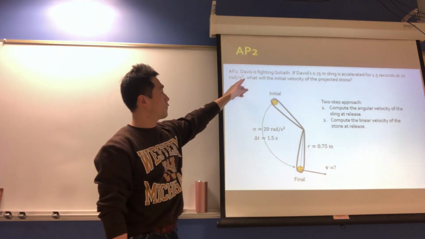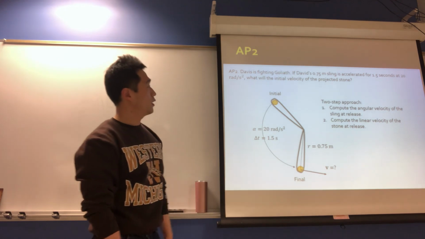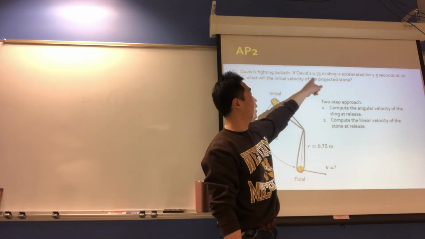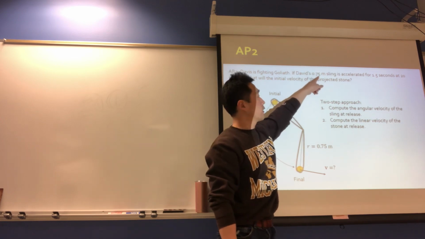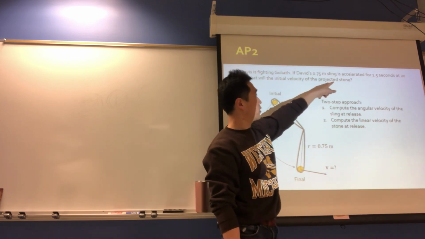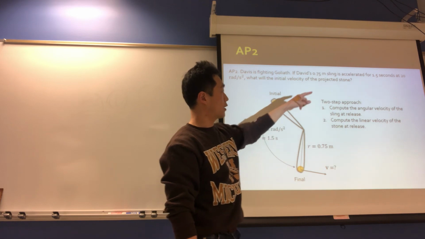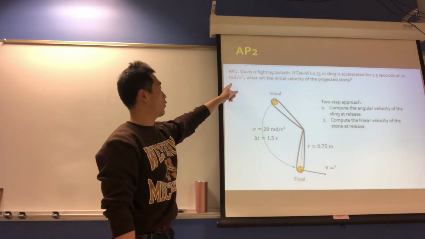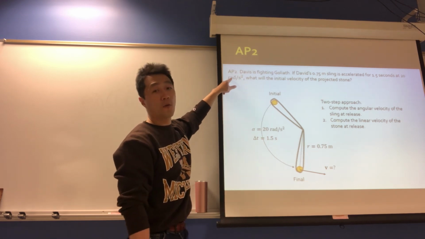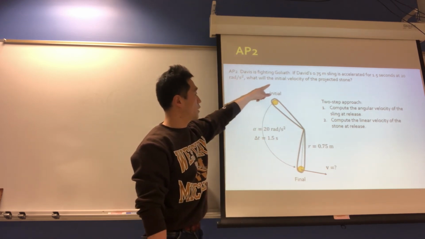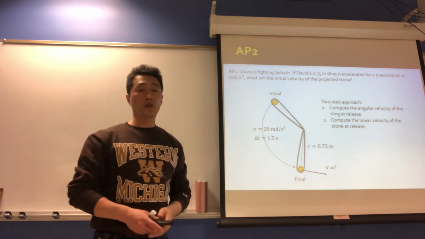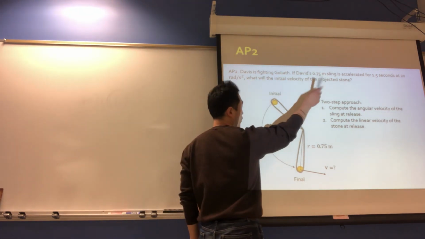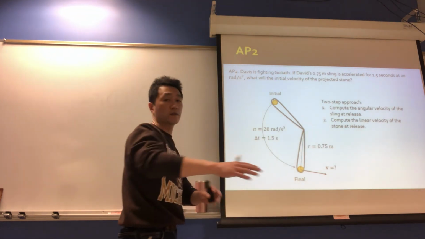So David is fighting Goliath. David's sling is 0.75 meters, the radius of the sling is given. This sling is accelerated for 1.5 seconds, time is given, at 20 radians per second squared. This is the angular acceleration. What will be the initial velocity of the projectile stone? Here we have to calculate the initial velocity of the stone when the stone was released from the sling.